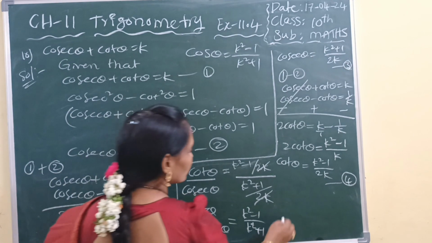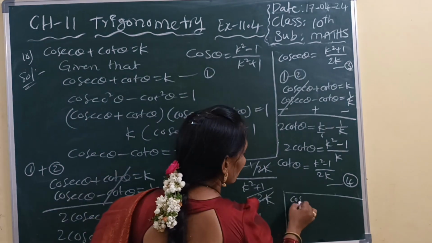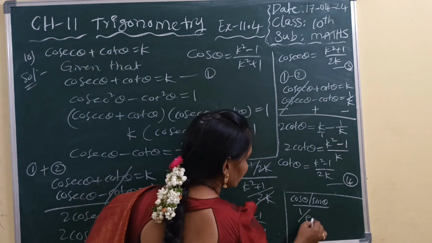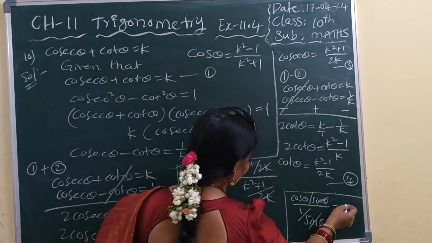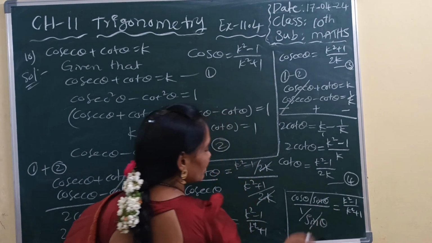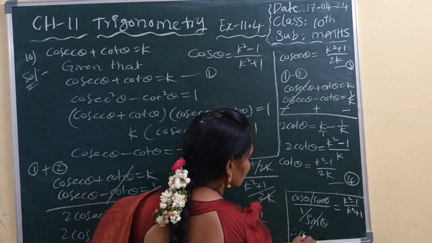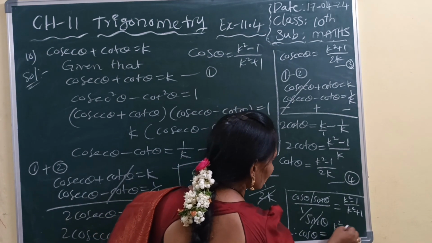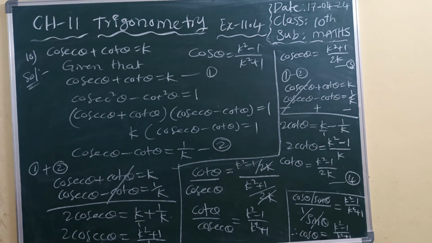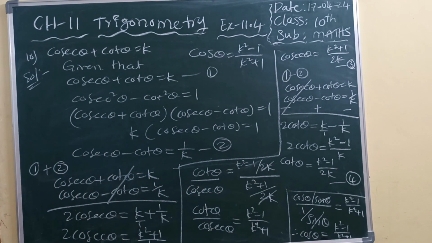Okay. Now, see. Cot means cos by sine, cos theta by sine theta, whole divided by cosec, which means 1 by sine theta. Reciprocal. Sine, sine will get cancelled. That is k square minus 1 by k square plus 1. So, denominators cancelled now. Cos theta by 1 means cos theta only. So, therefore, cos theta is equal to k square minus 1 by k square plus 1. Okay. Just we got our RHS. We proved that cos theta is equal to k square minus 1 by k square plus 1. We got it now. Very simple.